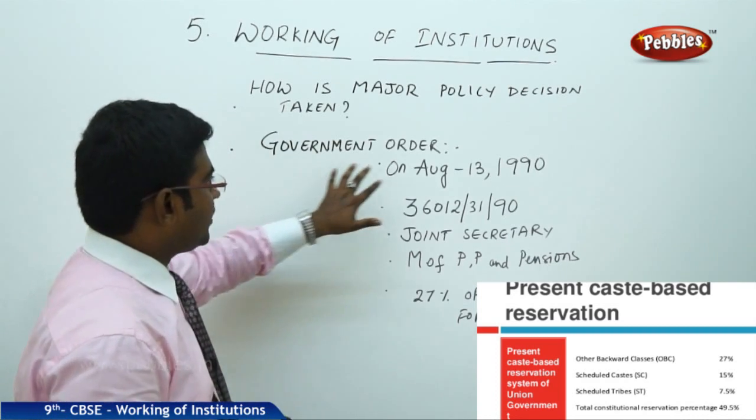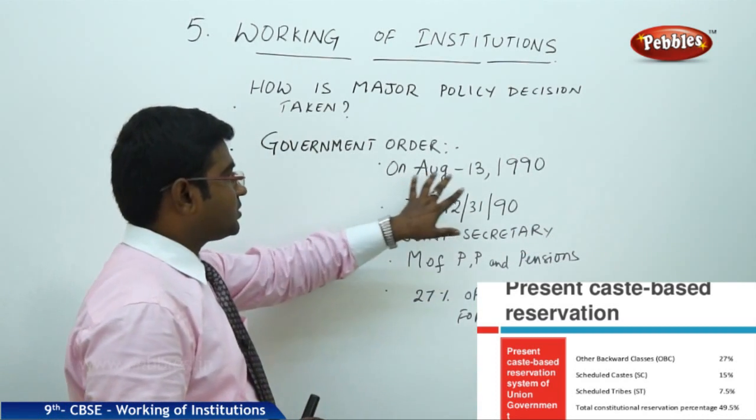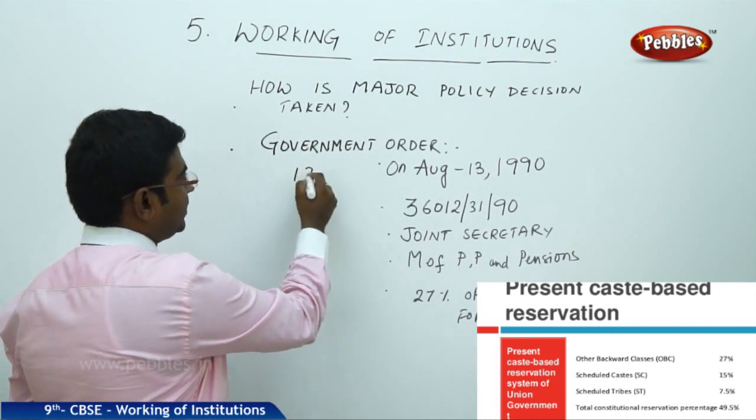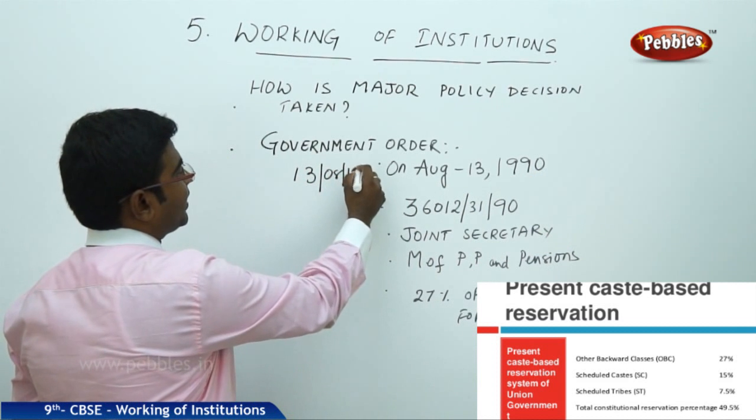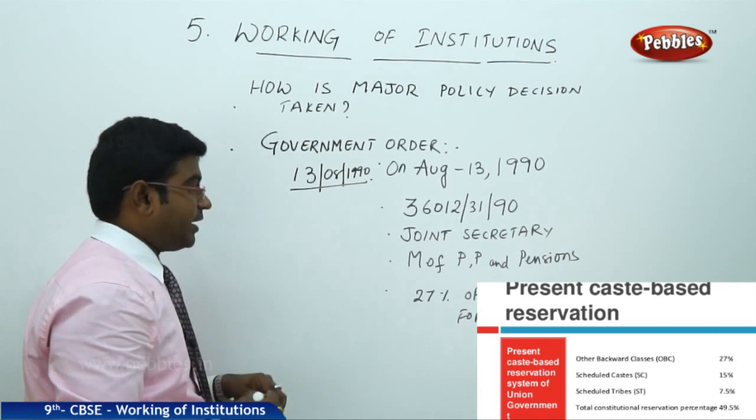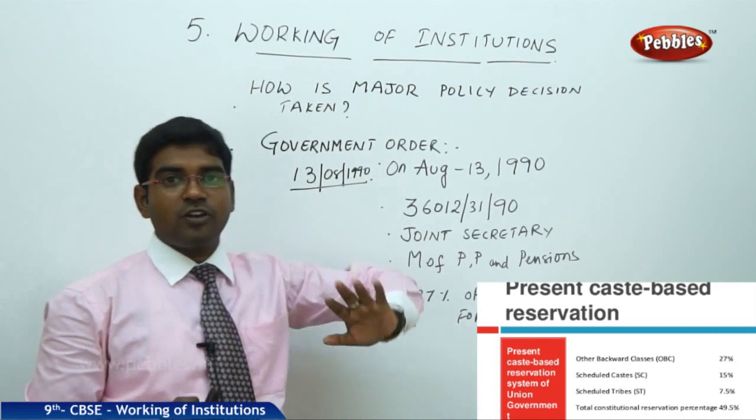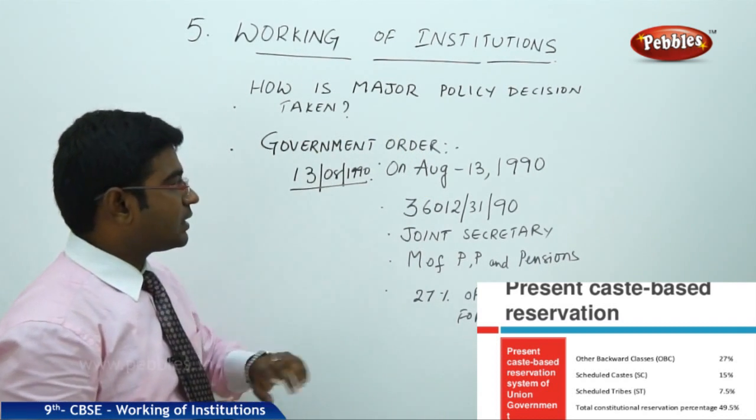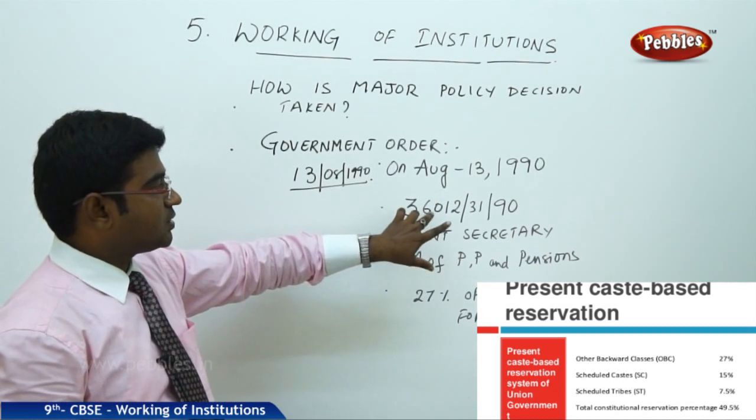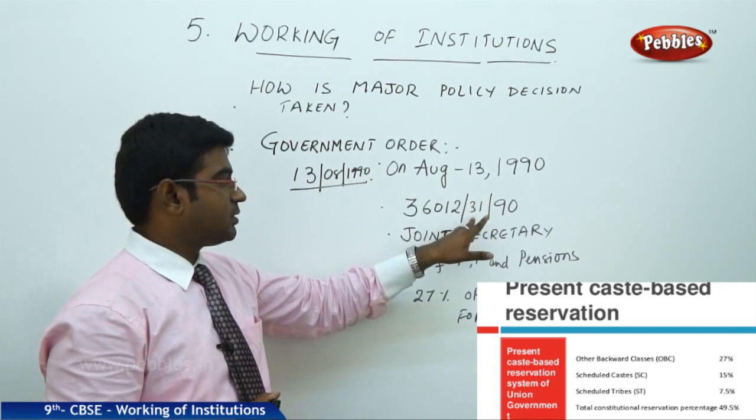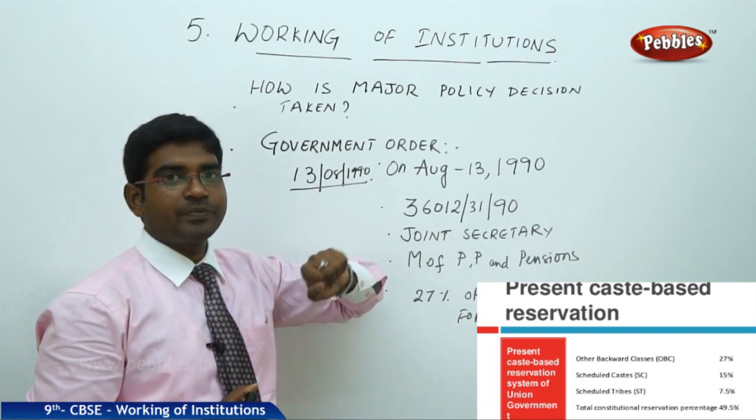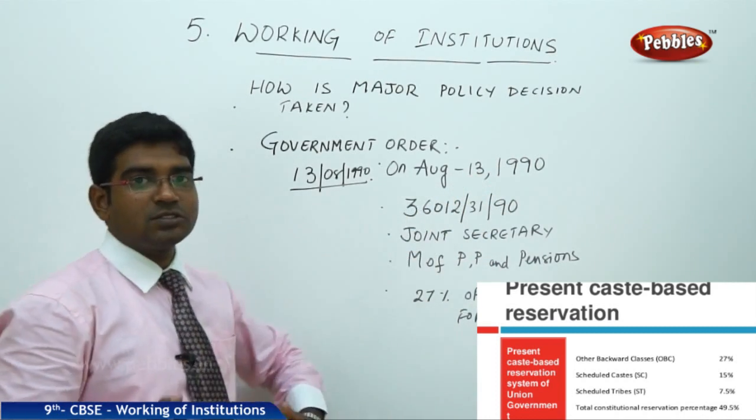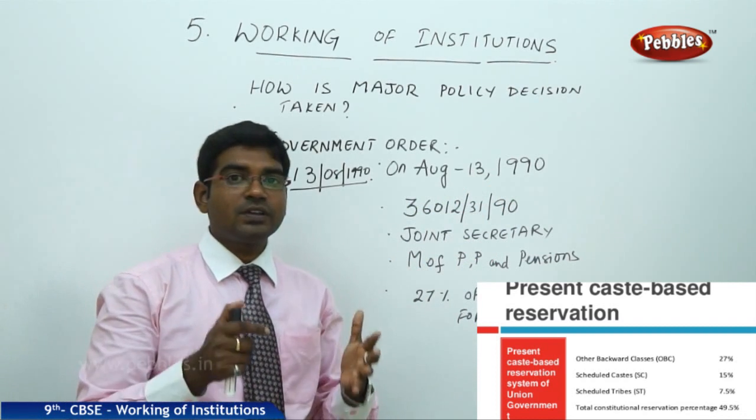Let us see here. The government order was issued on August 13th, 1990. This can also be written on forms like 13/08/1990. So this was the date the order was issued. Every government order has a serial number mentioned on it. So the government order number given on that day is 36012/31/90. So it was given in the year 90. Till there we can understand that. After these are all admin numbers which they use for their administrative convenience.